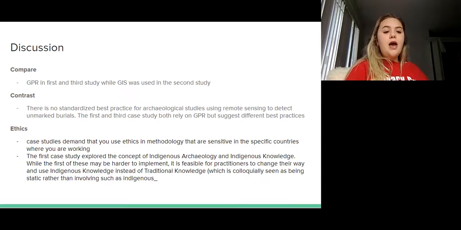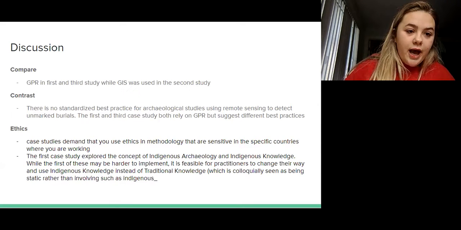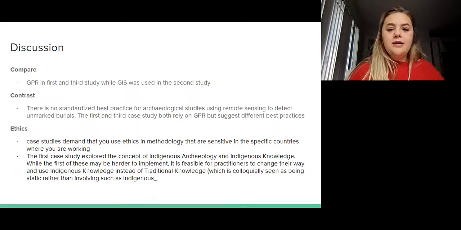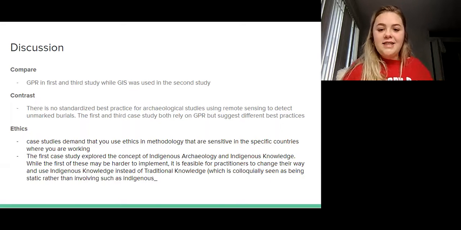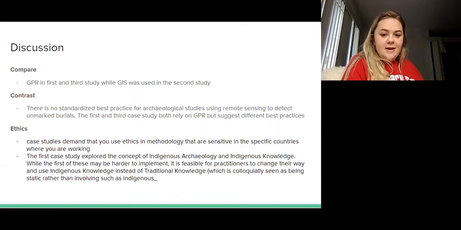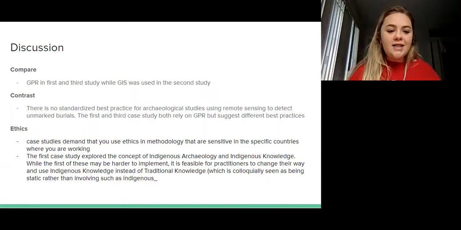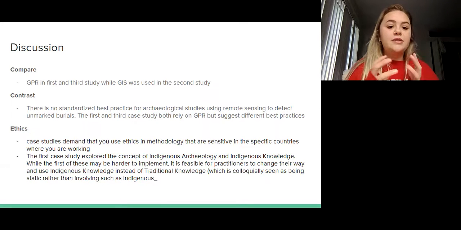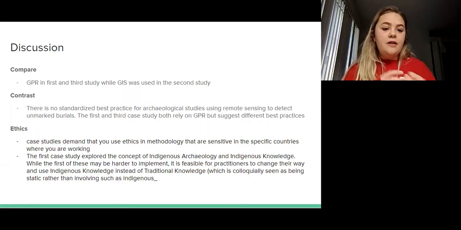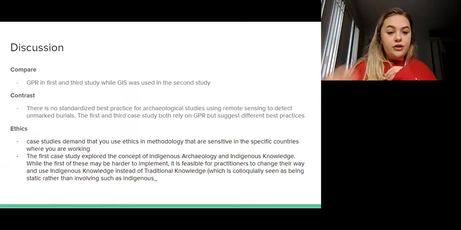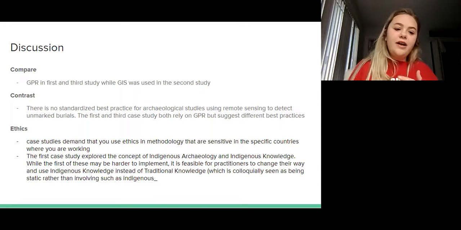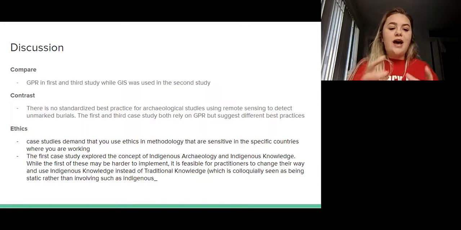So in Spain and Guatemala, in Spain, we have a mountainous terrain, which complicated logistics, data collection, and the coverage of large areas. In contrast, I want to be talking about the fact that there's no standardized best practice for archaeological studies using remote sensing to detect unmarked burials. The first and third case study both rely on GPR, but suggest different practices and methodologies when it comes to this.